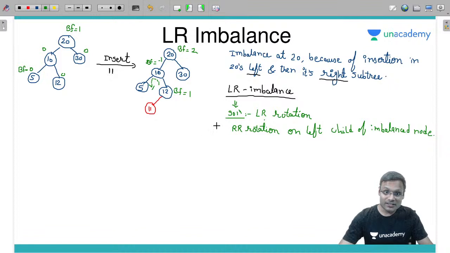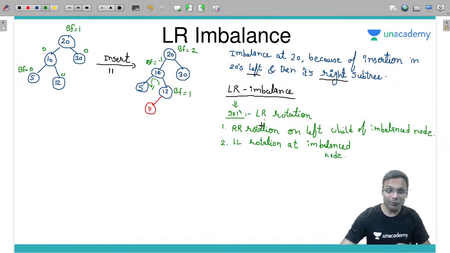And after that, this is the first rotation. After that, you need to do the first character LL rotation at the imbalanced node. LL rotation at imbalanced node. So remember these 2 points. First of all, if LR rotation is there, second character उठाएं, second character is R, so RR rotation at left child. Left child of imbalanced node is 10.